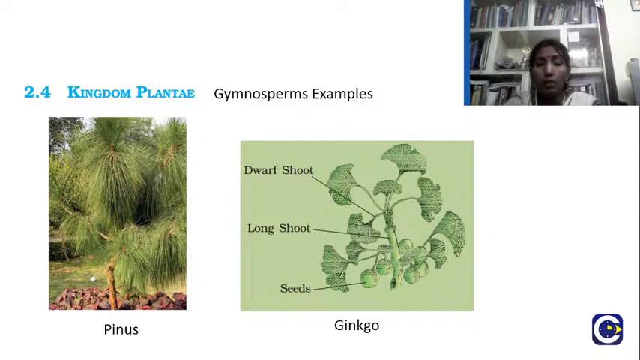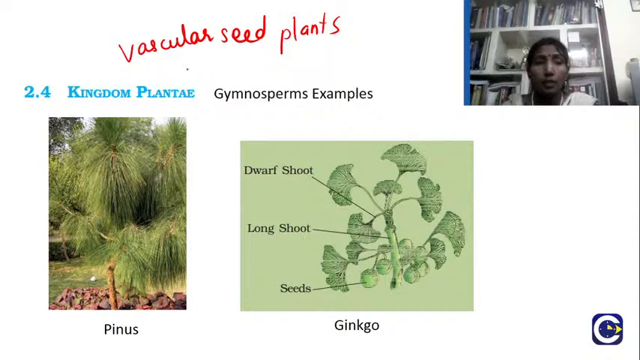So when I use the word gymnosperms, they are a small group of vascular seed plants. Generally they will have a taproot, and the stem will be either branched or unbranched. They are more ancient than angiosperms. They are perennial woody plants, and in some, like Ginkgo, you can see long shoots and dwarf shoots.